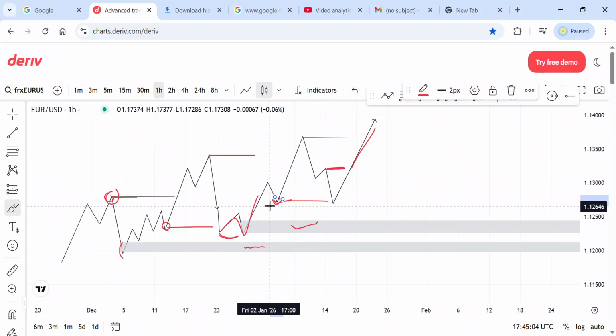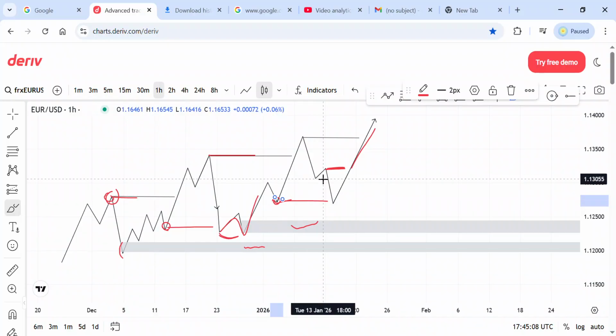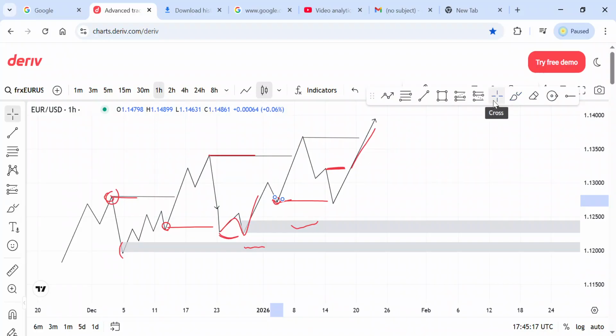Once market takes out liquidity or maybe fills a fair value gap, market can decide to move. Don't forget, you are not the one controlling the market. You are only acting on what you are seeing, what market prints. So that is just how it was.